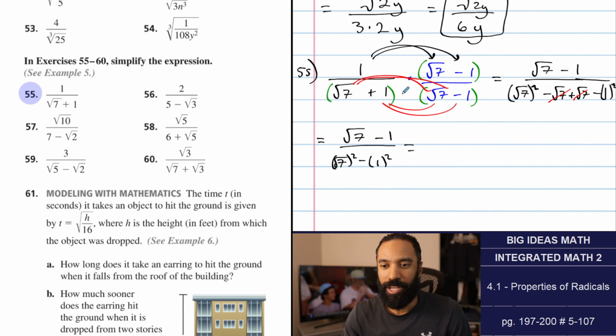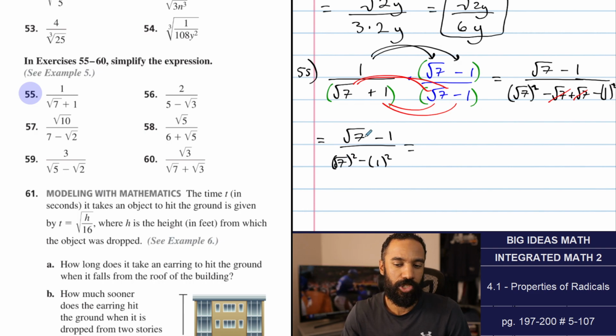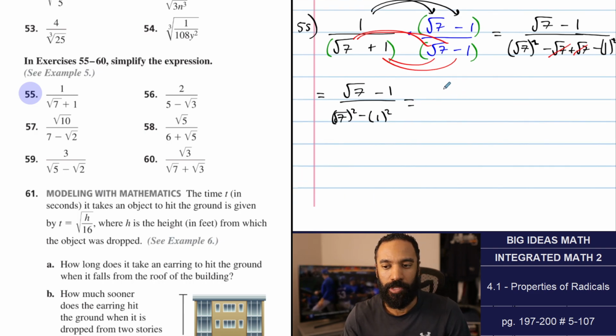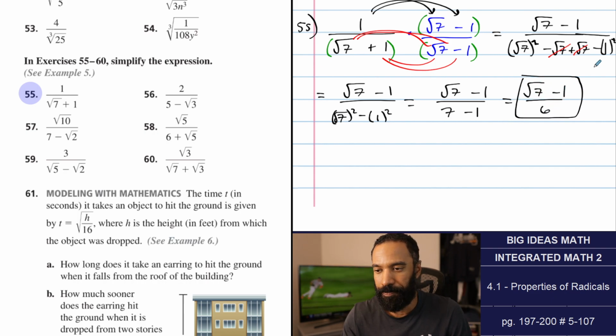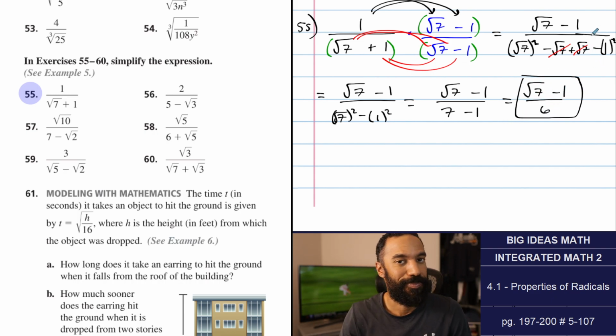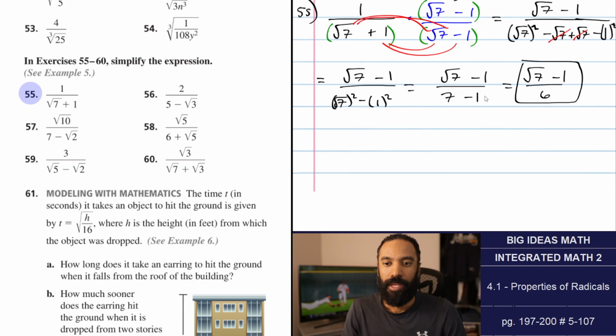This is your a plus b times a minus b is a squared minus b squared. That's what we're doing here. Squaring a, squaring b. That's the slowest I'll go on those problems in the future. Not going to go that slow. Root 7 squared is 7. Root 1 squared is 1. And 7 minus 1 is 6. So I get root 7 minus 1 all over 6. And that's it. Some of these we're going to have to do a little bit more when it comes to the reduction process and stuff like that, and we'll be all good.